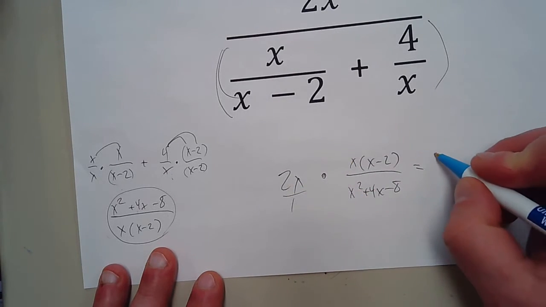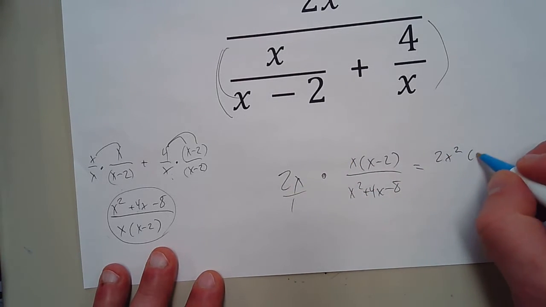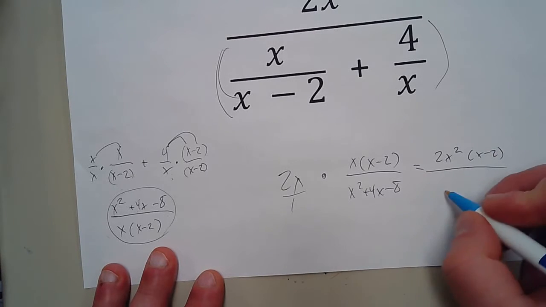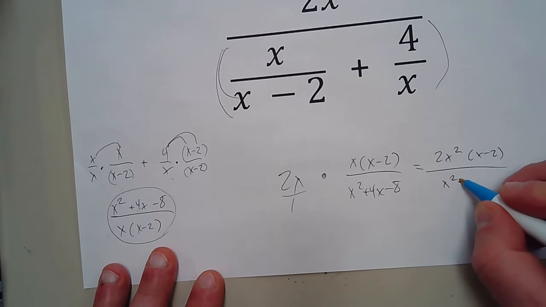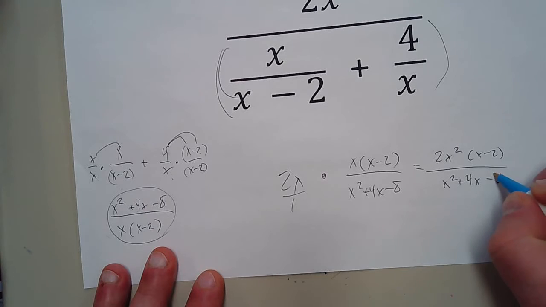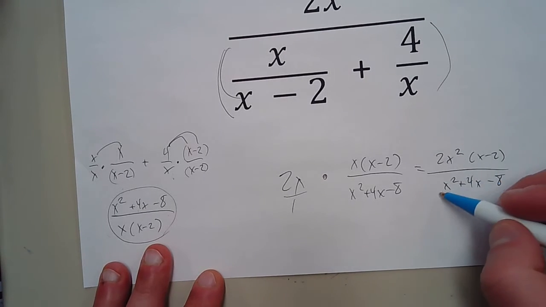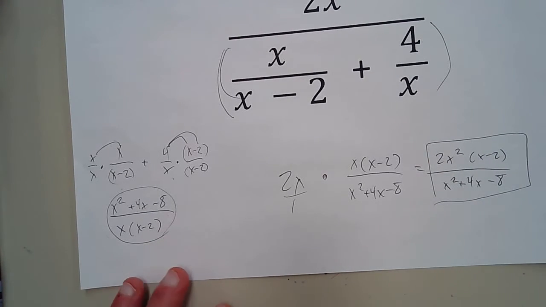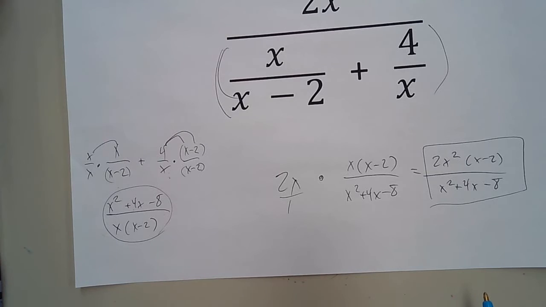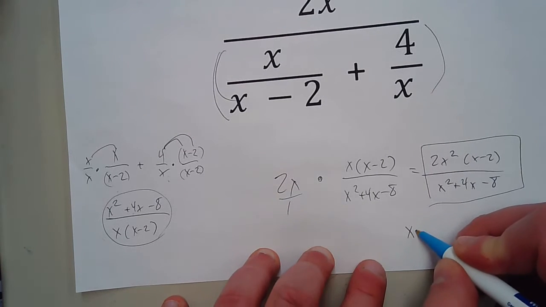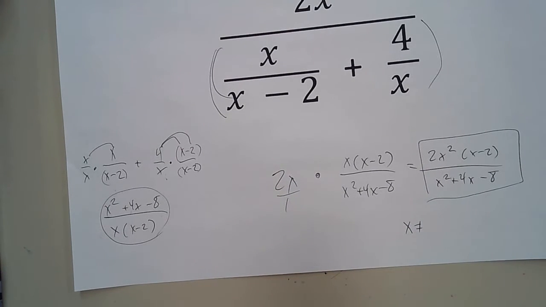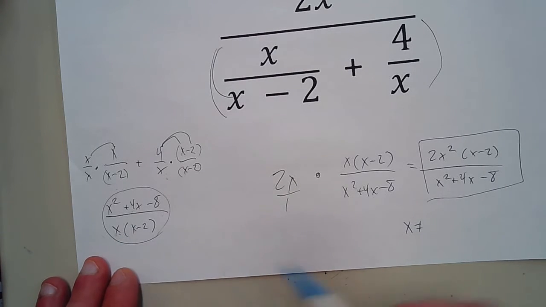So 2x times x is 2x squared. Then we have this x minus 2, and we have the x squared plus 4x minus 8. And we should be good there. There's no cancellations that are going to happen. Now, we do run into a little bit of a sticky situation with our zeros. So what can x not equal? Well, there's a couple numbers that are obvious. It definitely can't be 0 or 2.